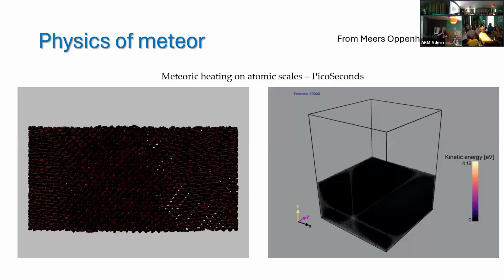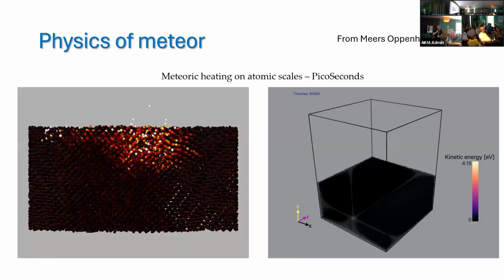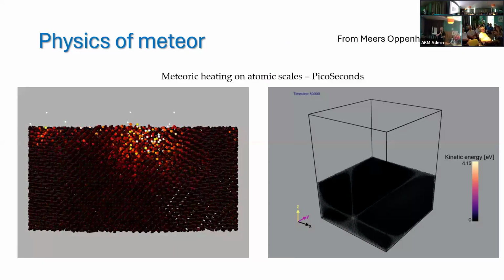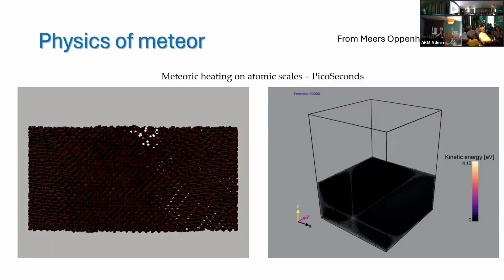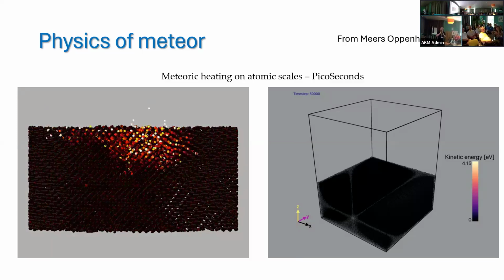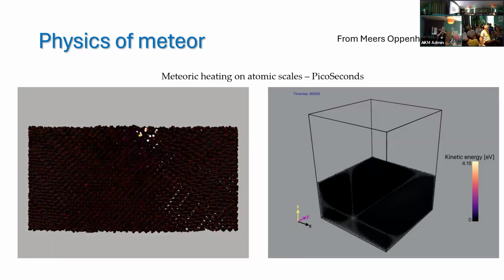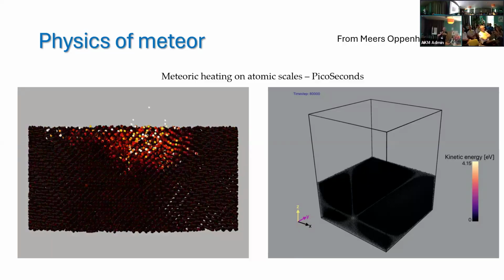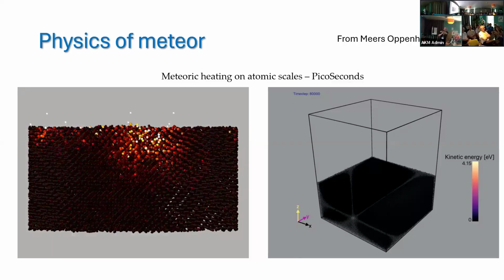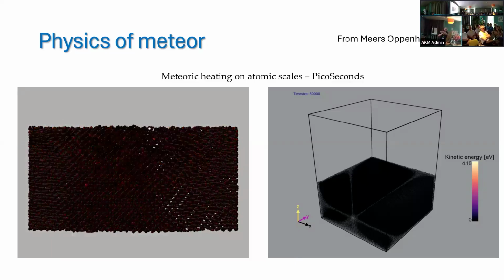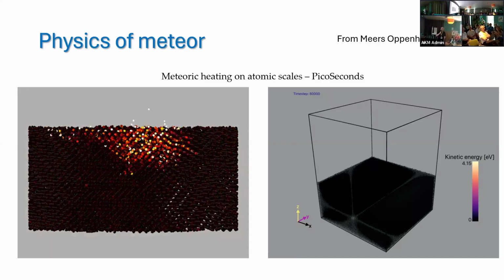As I said, Meers gave this very nice talk about the physics of the meteor, and I took this slide. There are 2 movies. This one, I remember well, is the simulation that they made for one particle from the atmosphere impacting the surface of the meteoroid. You don't see the particle because it goes really fast, but you see how the energy excites the molecules and atoms, so you see all these vibrating and heating up, and you also see a few particles sputtered from the surface.